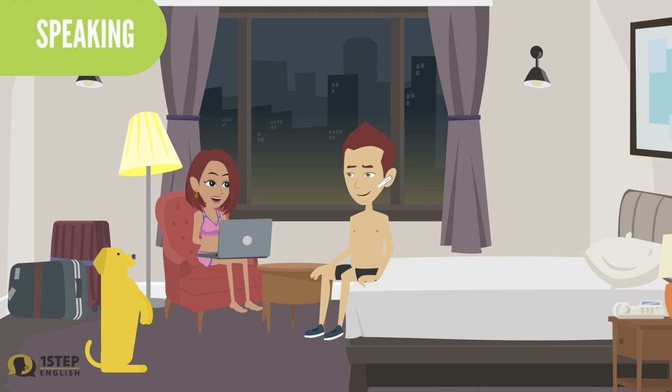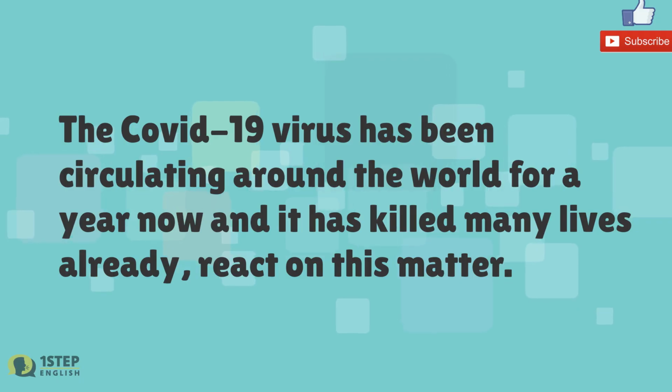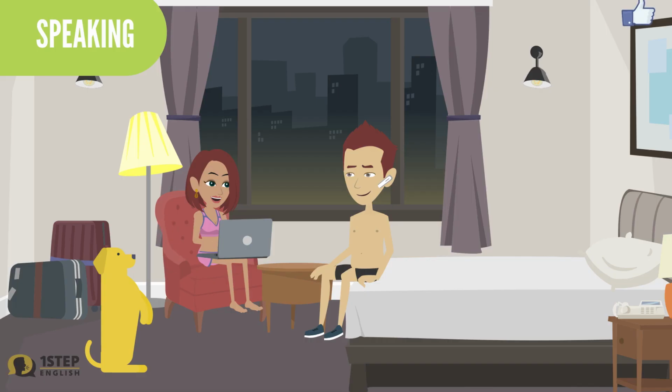Speaking section. The COVID-19 virus has been circulating around the world for a year now and it has killed many lives already. React on this matter. It's been a year since the outbreak of the COVID-19 virus and still, we are fighting against it. The virus made people suffer by losing their jobs and families through lockdown.